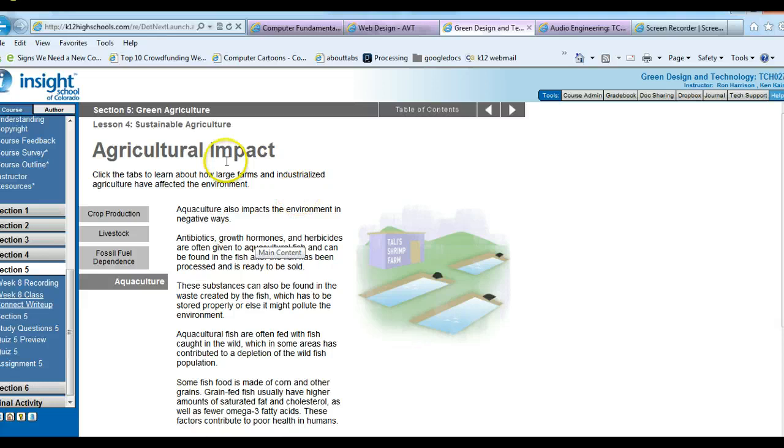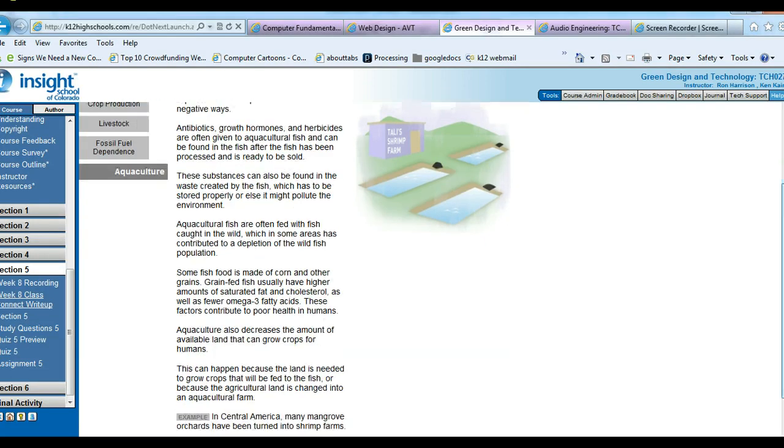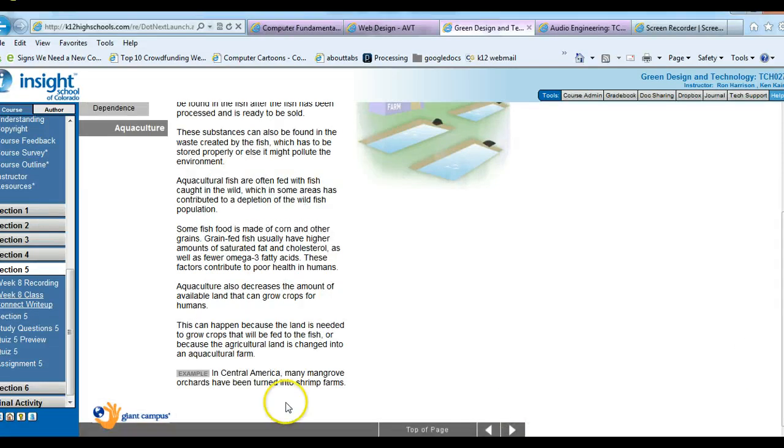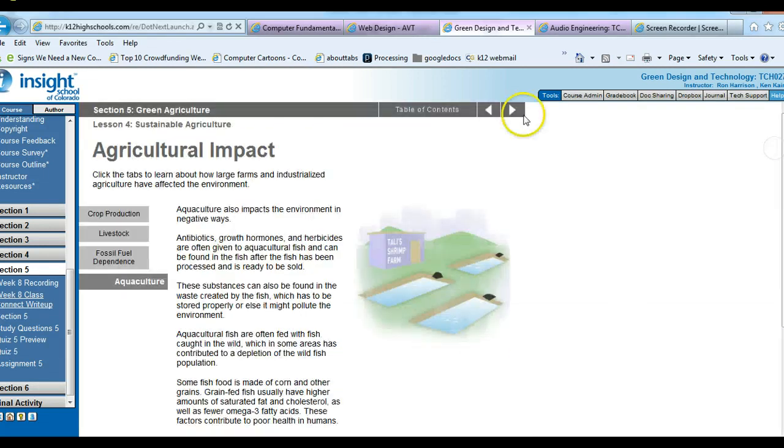And finally, aquaculture. They use antibiotics, growth hormones, and herbicides, and those can be found in the meat of the fish that we eat. Well, it may not be very good for us, right? Also, look down here in Central America, they've chopped up the natural mangrove forests and turned them into shrimp farms. So that disrupts the ecosystem.